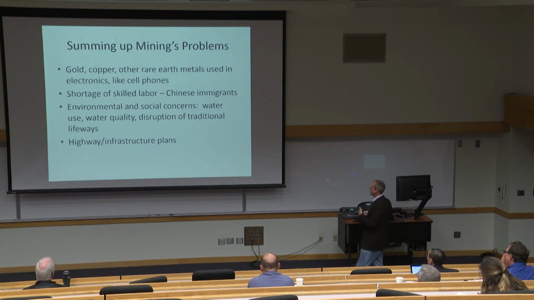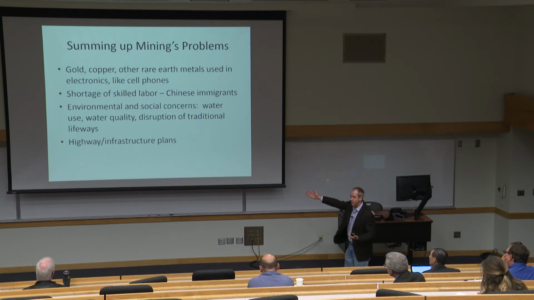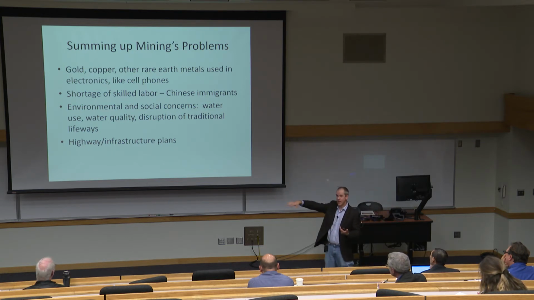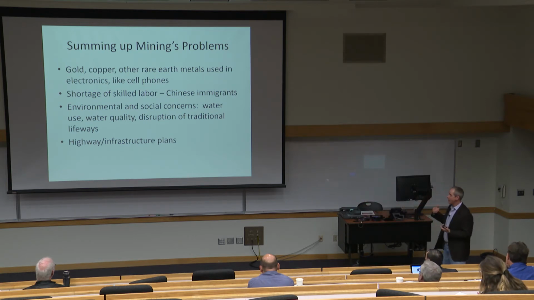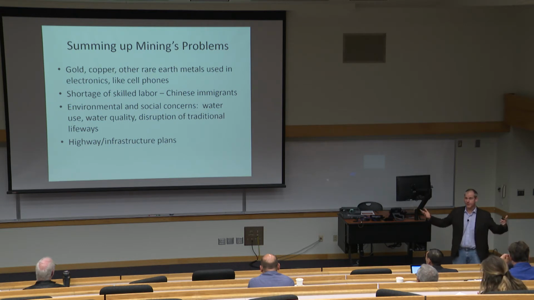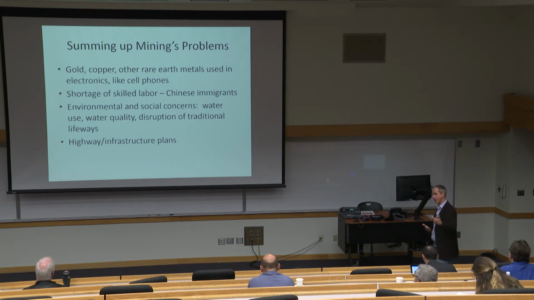The environmental and social concerns, we talked about the water use, the water quality. Once the water is used, it can simply be thrown back into the hydrologic system and washed downstream. How is this going to disrupt traditional lifeways? So you're a herder around these areas. What's happening now to the water that your livestock are drinking? Poisonous in some respects. If the tailings are not cared for or put back into the earth properly.